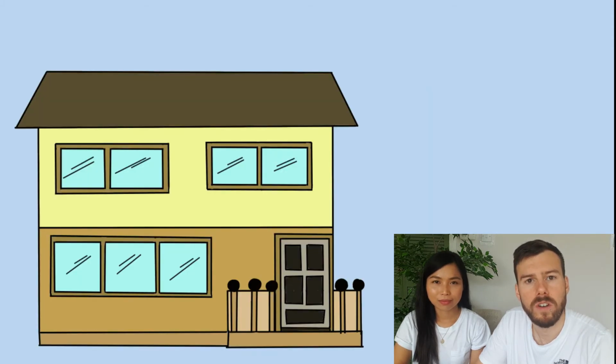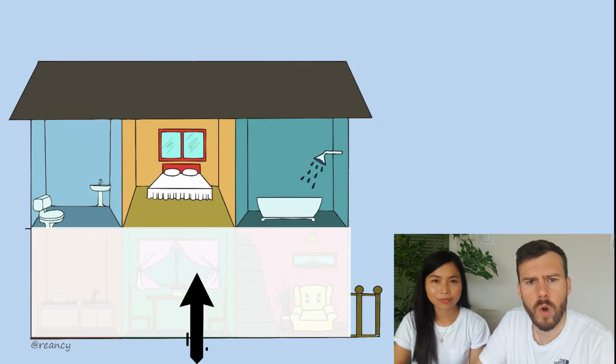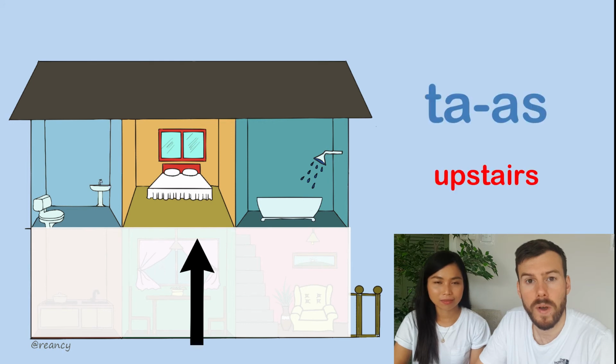So what about the word for window? How do we say that one? Bintana. Window is bintana. So what's the general word for upstairs? Taas. So the word for upstairs is taas.